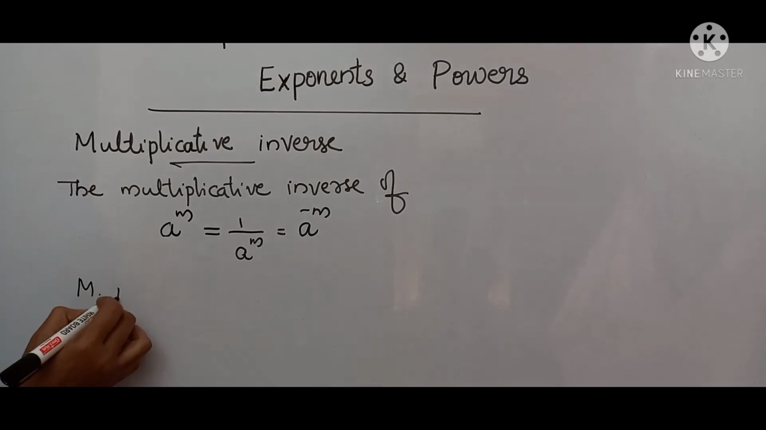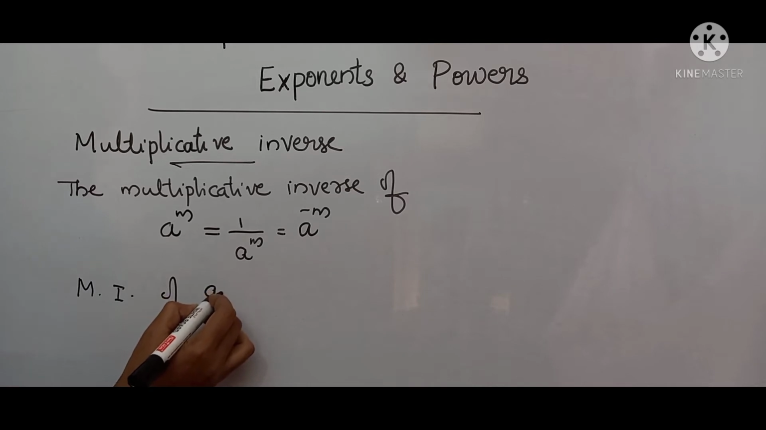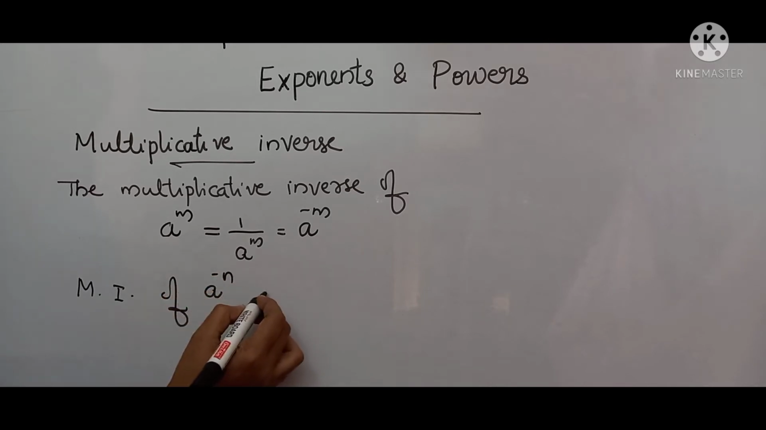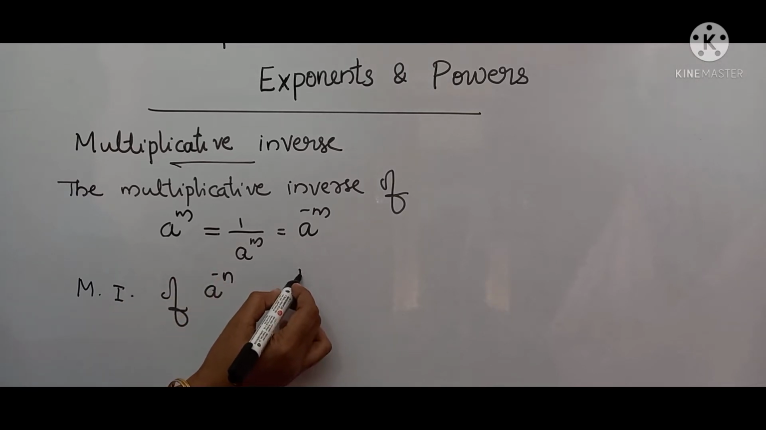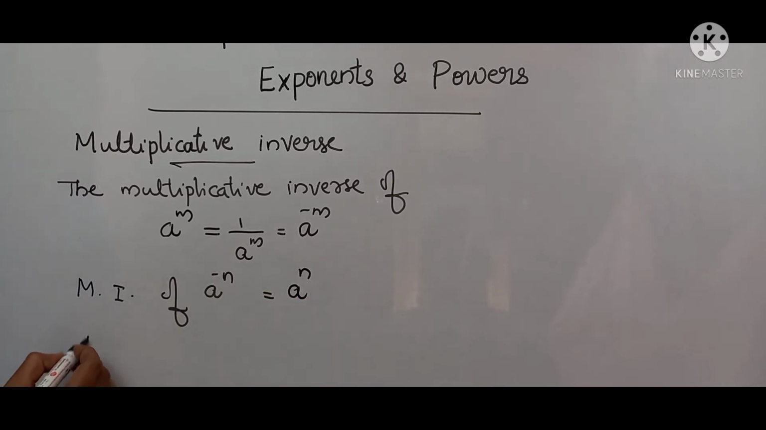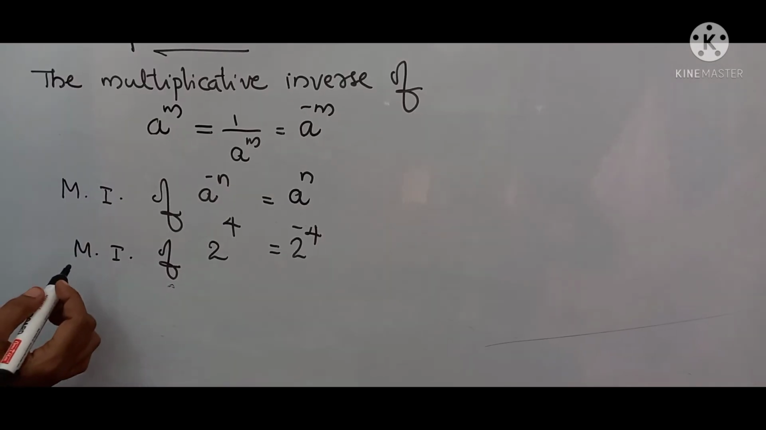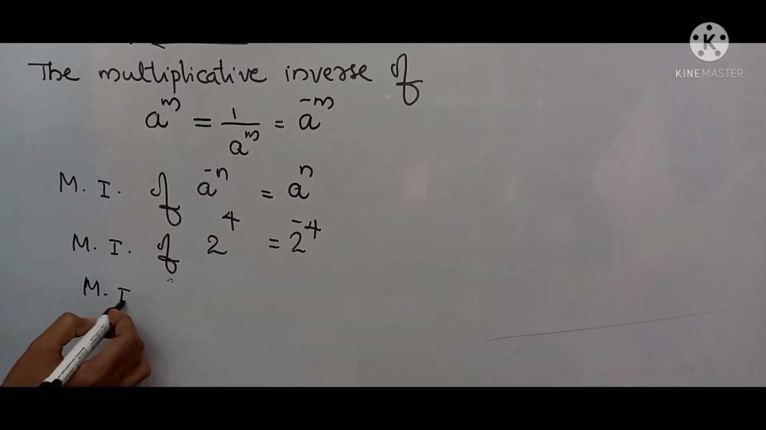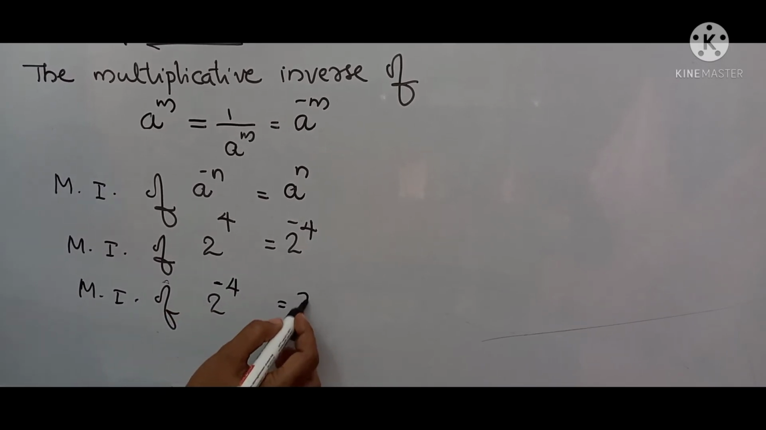Similarly, what will be the reciprocal or multiplicative inverse of a raised to minus n? Definitely it is just changing the sign here, a raised to n. And we can find the multiplicative inverse of some more, 2 raised to 4. Multiplicative inverse of 2 raised to 4 is 2 raised to minus 4. And the multiplicative inverse of 2 raised to minus 4 is equal to 2 raised to 4.